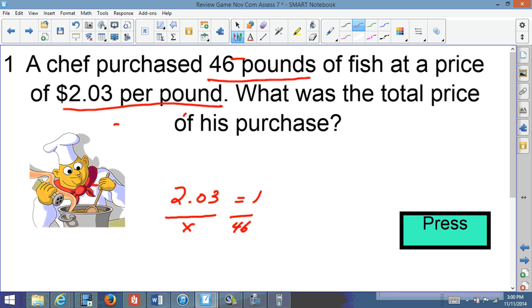To solve this, we would cross multiply, and that would give us our answer. 1 times x would equal $2.03 times 46. So let me get my calculator.